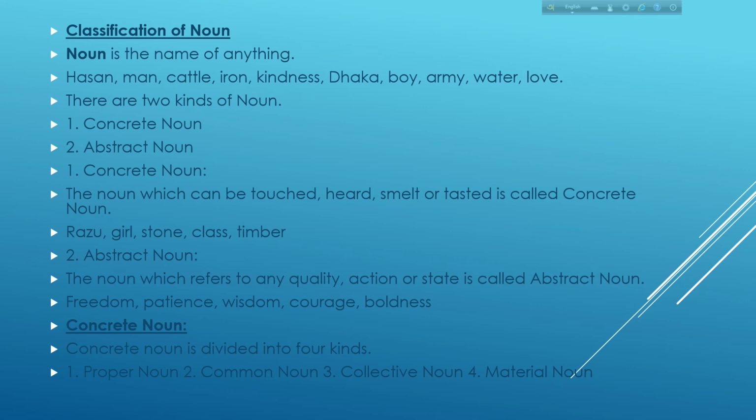So concrete noun is divided into another 4 kinds. These are proper noun, common noun, collective noun, and material noun. So we can say noun is divided into 5 classes, that is proper noun, common noun, collective noun, material noun, and number 5, abstract noun. This way you have to classify nouns.